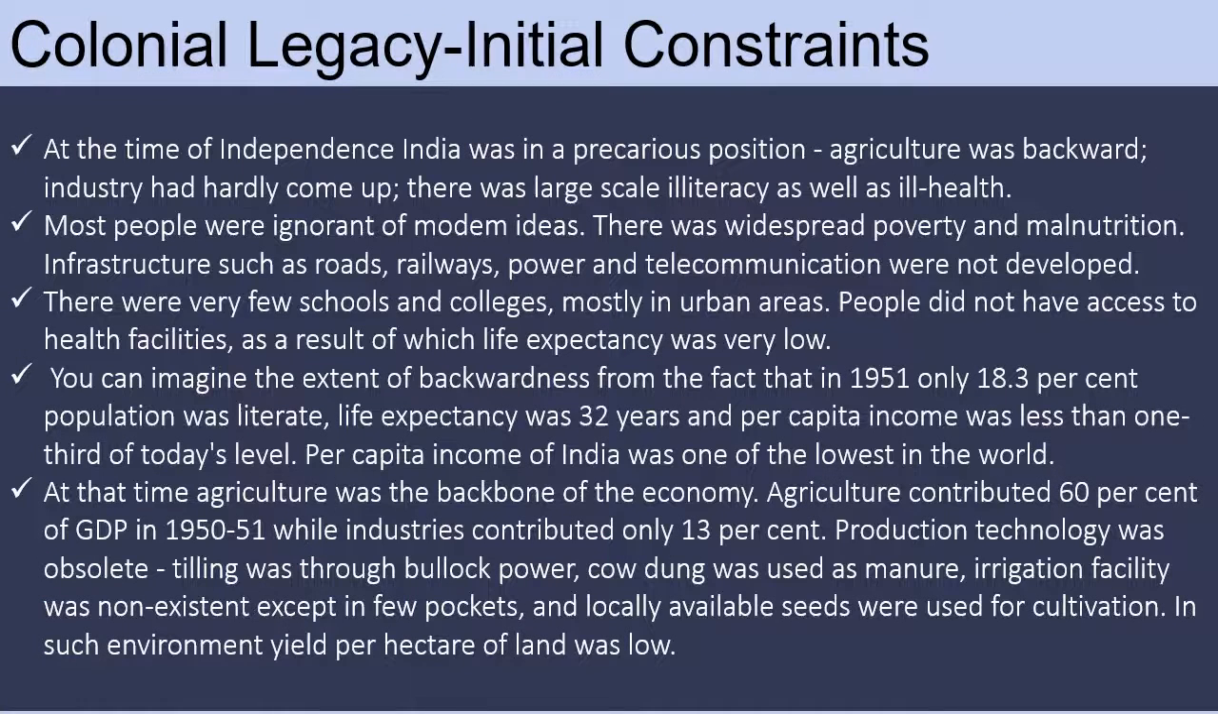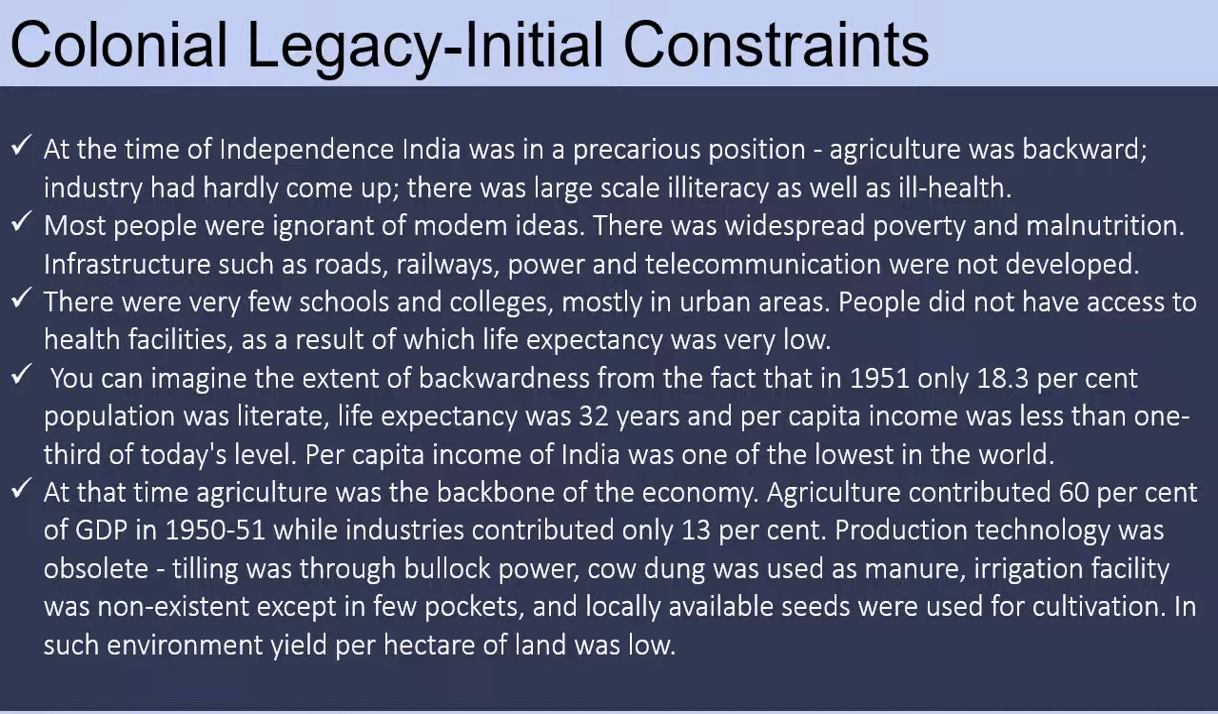At the time of independence, India was in a precarious position. Agriculture was backward, industry had hardly come up, there was large-scale illiteracy as well as ill health. Most people were ignorant of modern ideas. There was widespread poverty and malnutrition. Infrastructure such as roads, railways, power and telecommunication were not developed. There were very few schools and colleges, mostly in urban areas. People did not have access to health facilities, as a result of which life expectancy was very low.